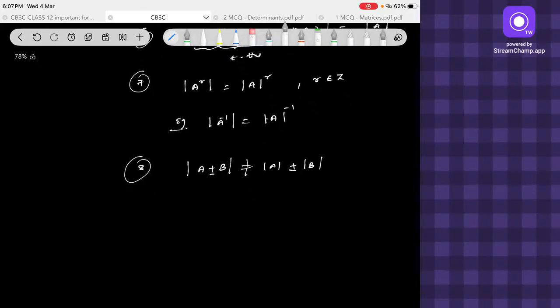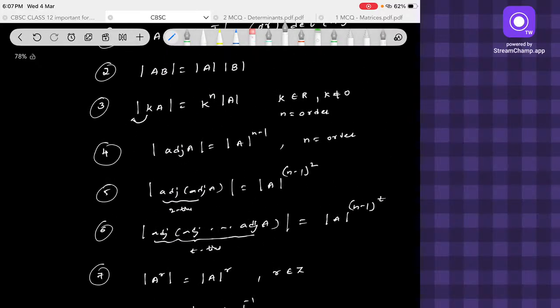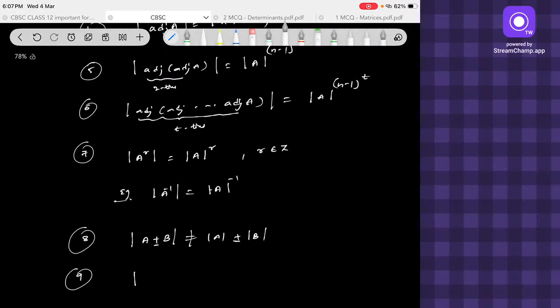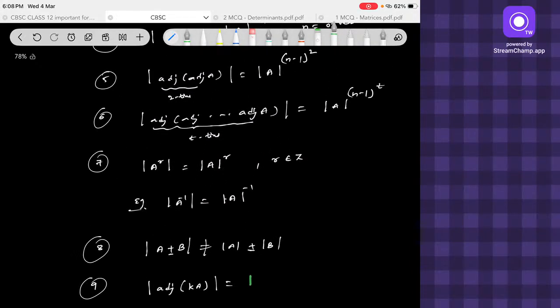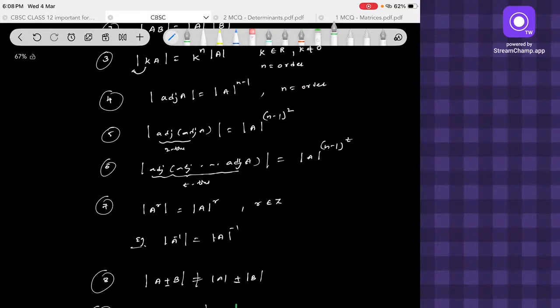Then one more result: determinant of adjoint of kA. You should observe this formula. You know the determinant of adjoint of A formula, that is determinant of A power of n minus 1. In place of A, what is there? kA. Then you apply first the fourth formula.